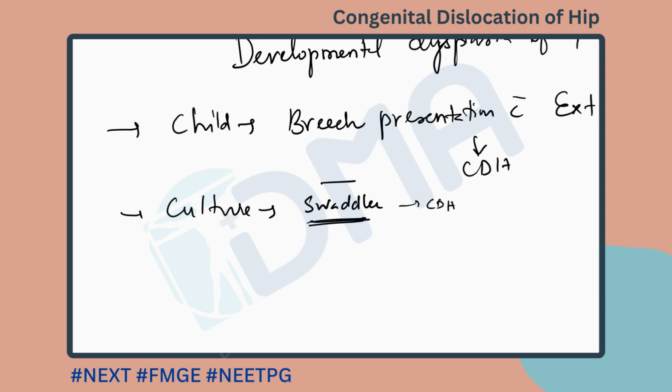Why is it not common on our side? Once a child is born, how does the mother carry the child? Once it is born and grows, she carries it on the hip region. Once a child sits on the hip region of the mother, is the hip adducted or abducted?